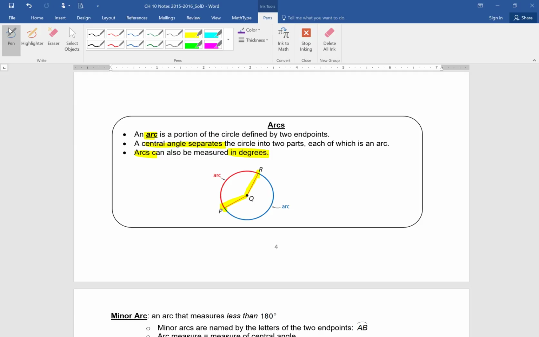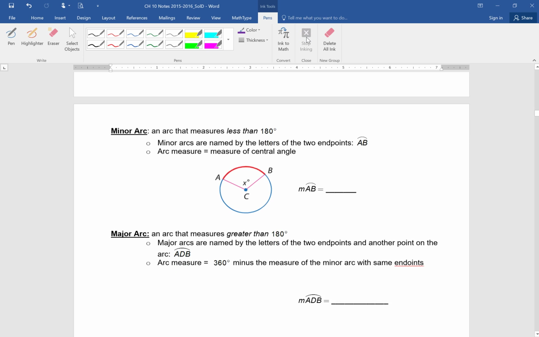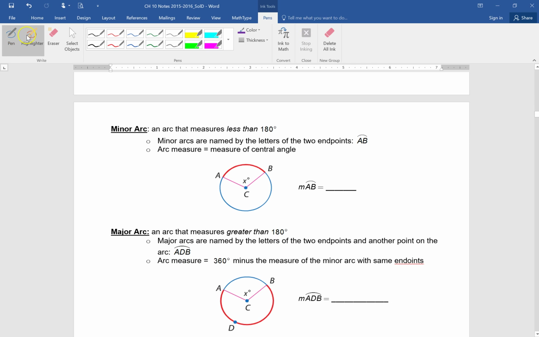So there can be 2 types of arcs. One is a minor arc. So what is a minor arc? A minor arc is an arc that measures less than 180 degrees. So remember we said if you go around the circle, that's 360. And we said the diameter defined an arc of 180. If the arc is less than 180, we call it a minor arc.